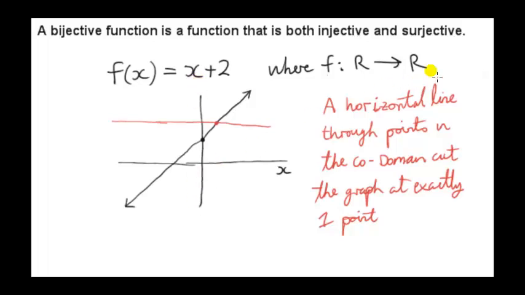But that value of y belongs to the set of real numbers. Okay, so we draw horizontal lines through points in the set of real numbers. So that's basically all the points on the y-axis. So if we take any point at all on the y-axis, that means any point in the codomain of the function, and draw a horizontal line, we will cut our graph at exactly one point. So that tells us that we have a bijective function.